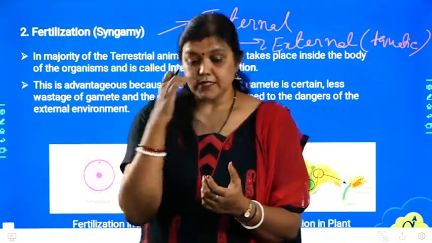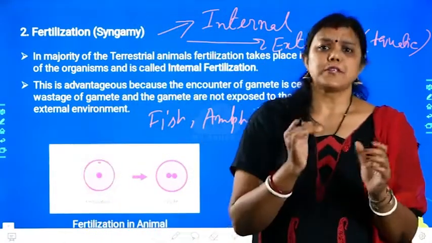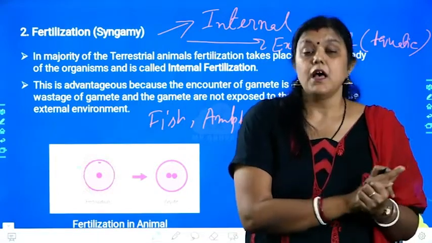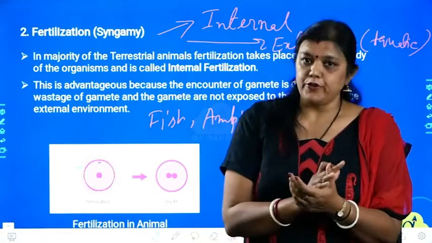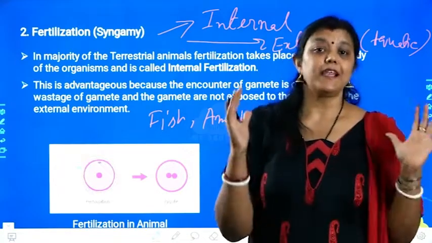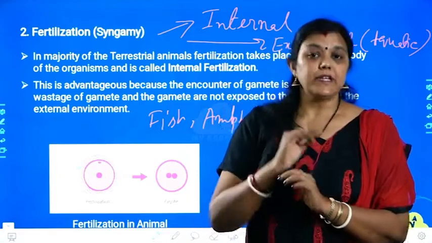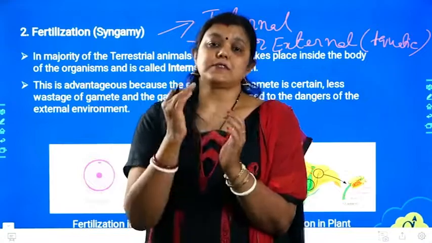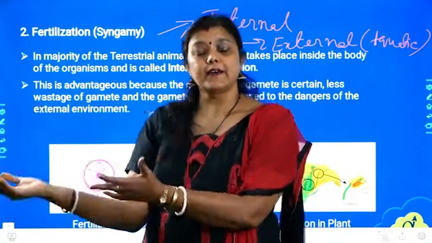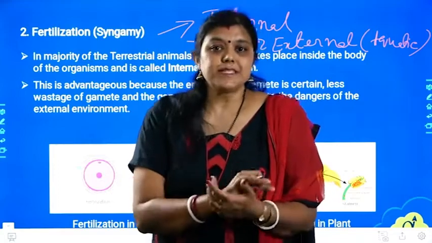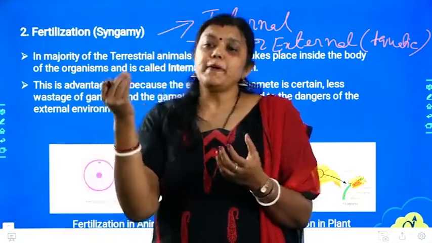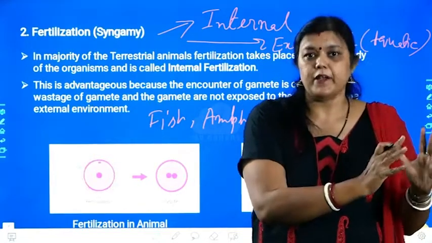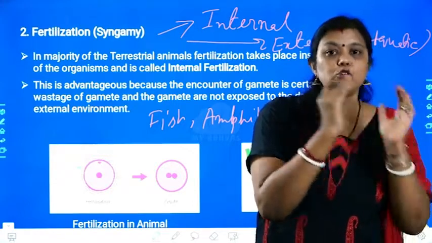Now in this process, the external method is not so successful, and to have a greater rate of success, eggs are produced in large number. They will produce a large number of eggs. Whereas in case of internal fertilization, the chance of survival of a zygote or the successful fertilization is much higher compared to the external one. Because what is happening in internal fertilization? The male gametes are getting inserted in the female body. So they are already in a safe environment. So there is a high chance of the zygote to develop.